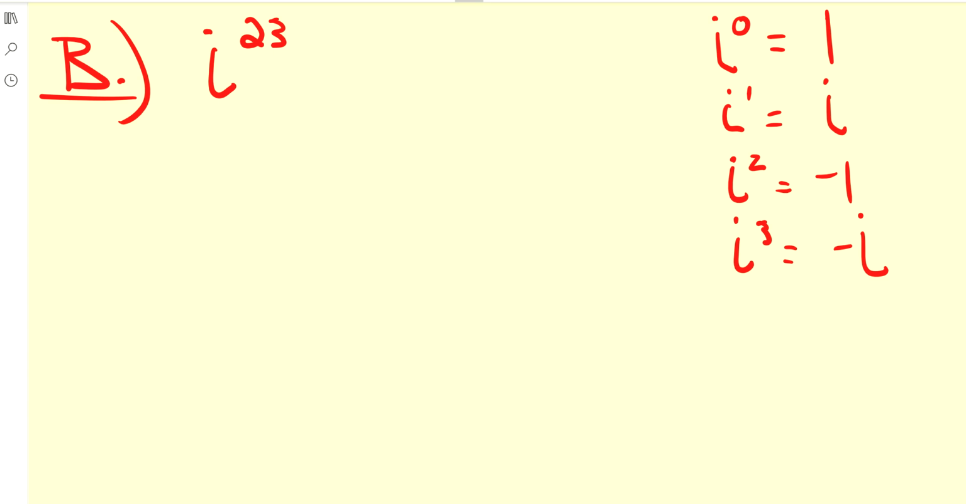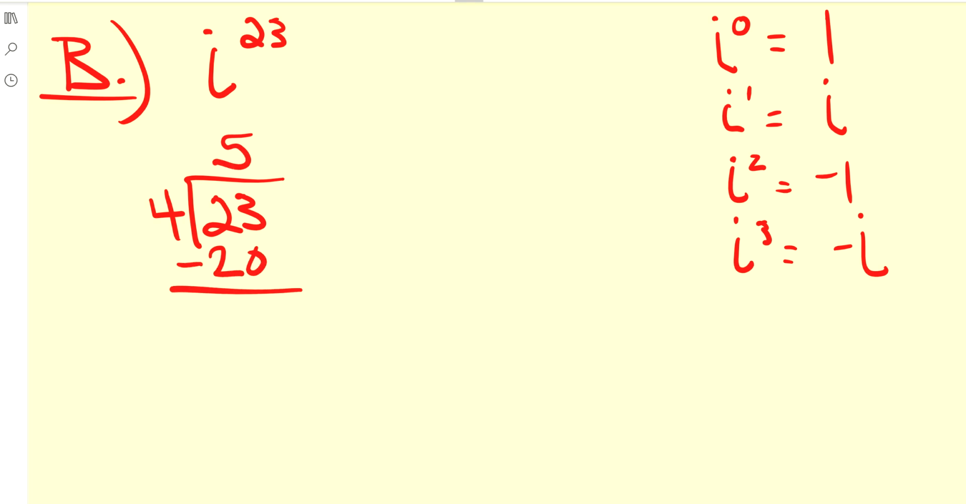All right, so now I want to take the 23, divide it by 4. 4 goes into 23, let's see, 5, not 6 times, but 5 times. 5 times 4 is 20. I subtract. I got a 3 remainder. Now I want to look at what is i to the 3rd power. And i to the 3rd power equals negative i. So i to the 23rd equals negative i. Isn't that sweet? Very sweet. I like that.